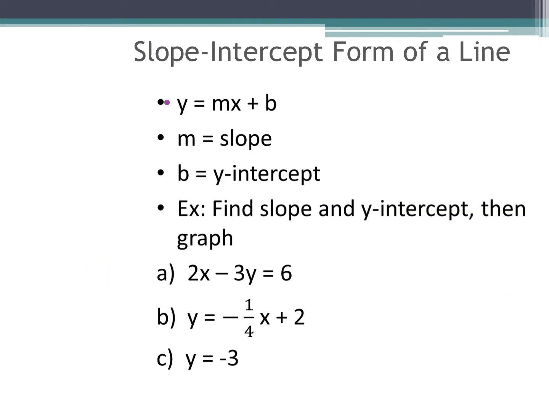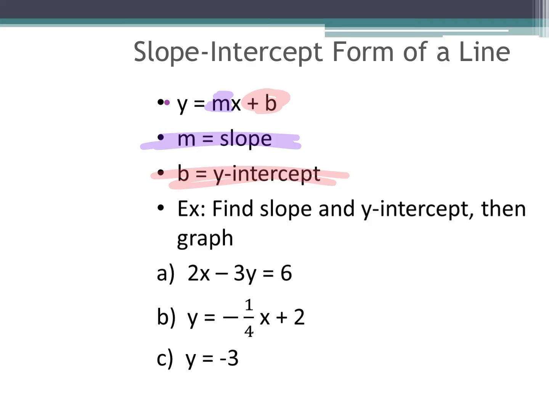All right, so this is the equation for a line called slope-intercept form of a line. Y equals mx plus b, where the m in the formula is the slope, and the b is going to be your y-intercept. When we're graphing this, and you're going to be graphing it in the homework, you start at the beginning point, and from that b, that y-intercept, you move the slope, the rise and the run.